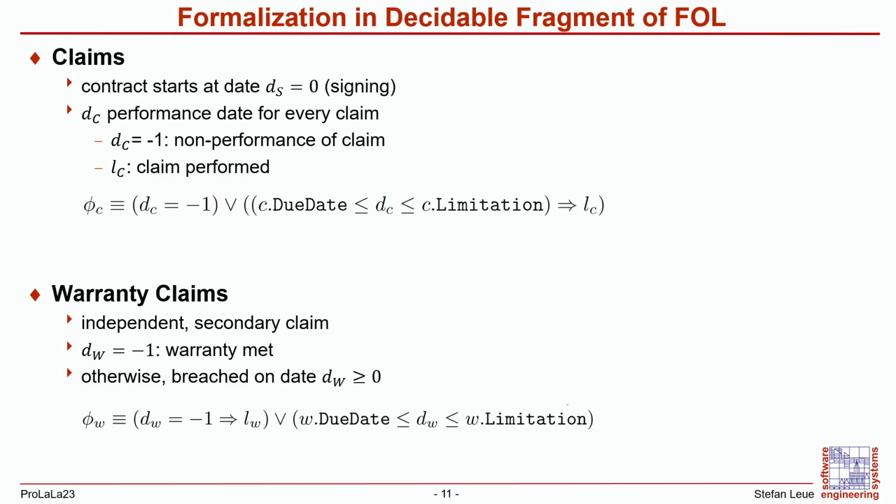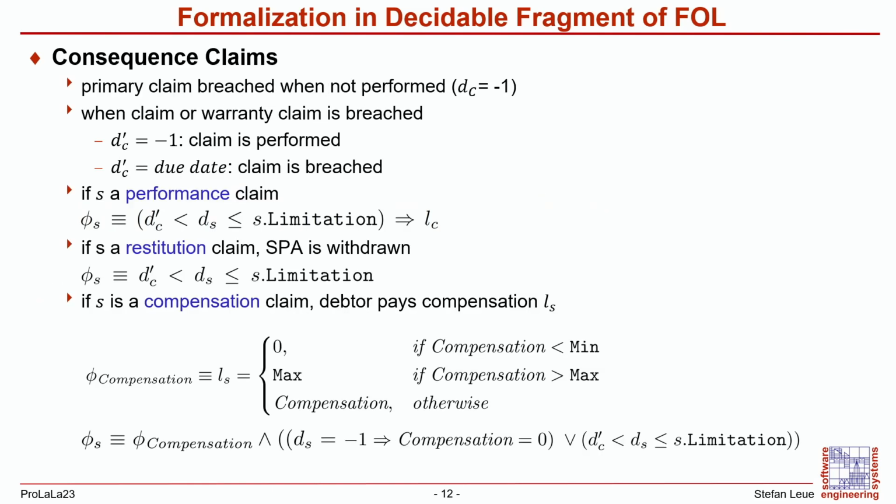And again, we're coming up with a formula that indicates whether the precondition for this warranty claim is actually satisfied. There are further consequence claims, and I don't think I have the time to go into all of the technical details here, so please have a look at our papers for more information. But we have performance claims that we can formalize. We have restitution claims when somebody withdraws from a purchase agreement, and we also have compensation claims for the violation of certain warranties, for instance.